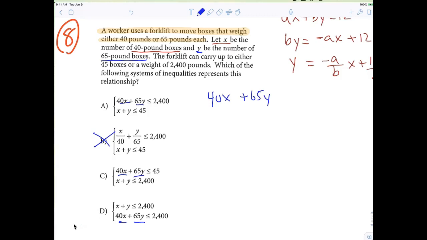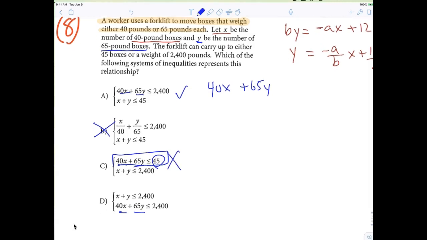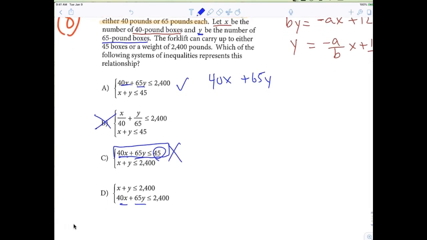So now I'm looking at A. Is A okay? Yes. Is C okay? No. Very good, because this is the number of what? That's the number of boxes, right? Has nothing to do with the weight. So can I cross out C? Can I cross out D? Wait a minute now. I'm just strictly reading this one. No, I cannot.